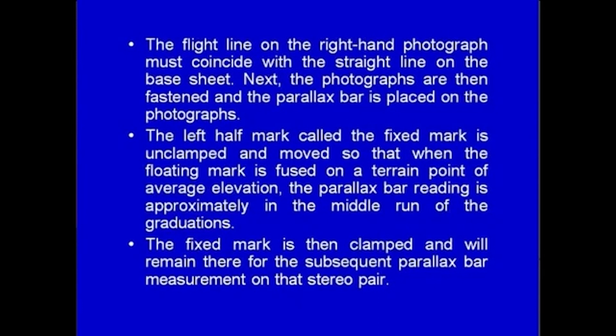Next, the photographs are fastened and the parallax bar is placed on the photographs. The left half mark, called the fixed mark, is unclamped and moved so that when the floating mark is fused on a terrain point of average elevation, the parallax bar reading is approximately in the middle run of the graduations. The fixed mark is then clamped and will remain there for the subsequent parallax bar measurements on the stereo pair.